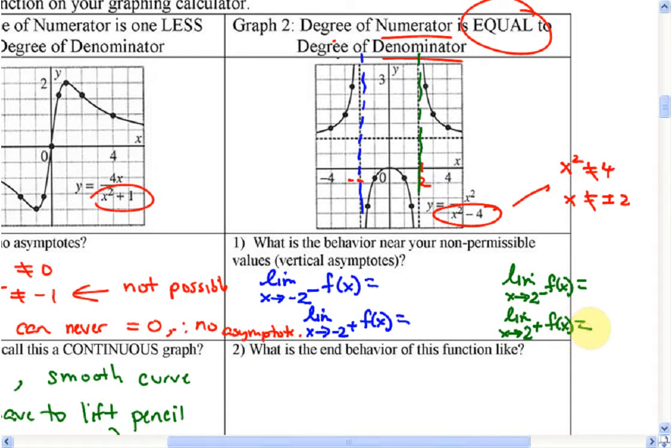Okay? And we're going to use this calculus notation now to help us describe this behavior. Okay? Near. And notice I use the word near. Not equal to, but near these asymptotes.